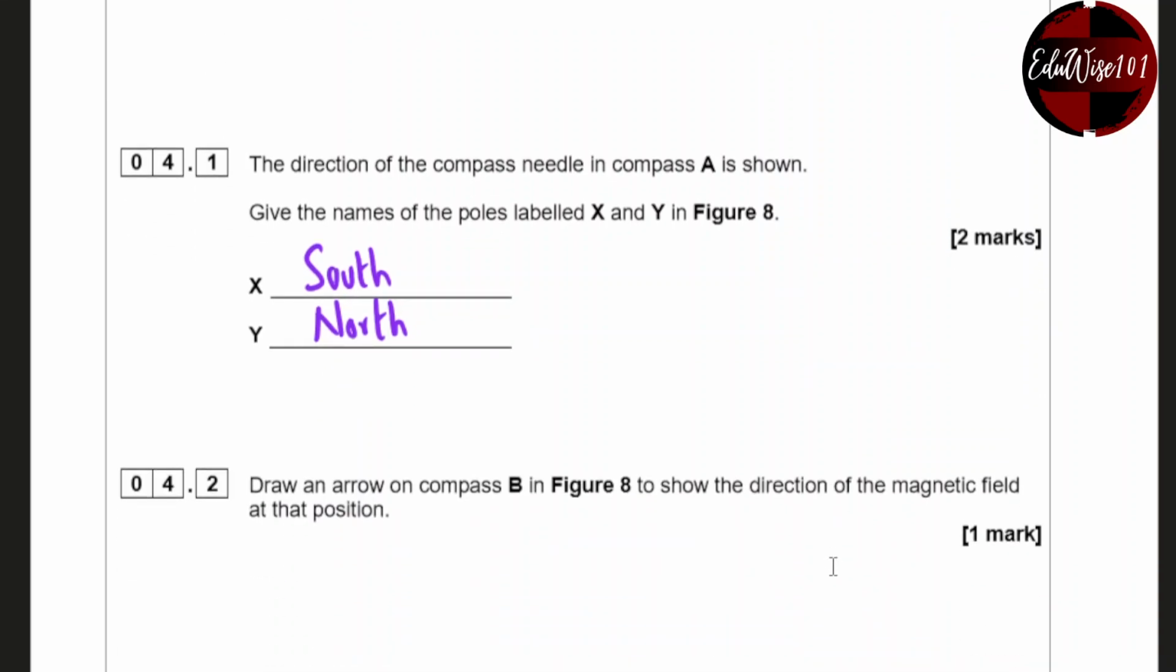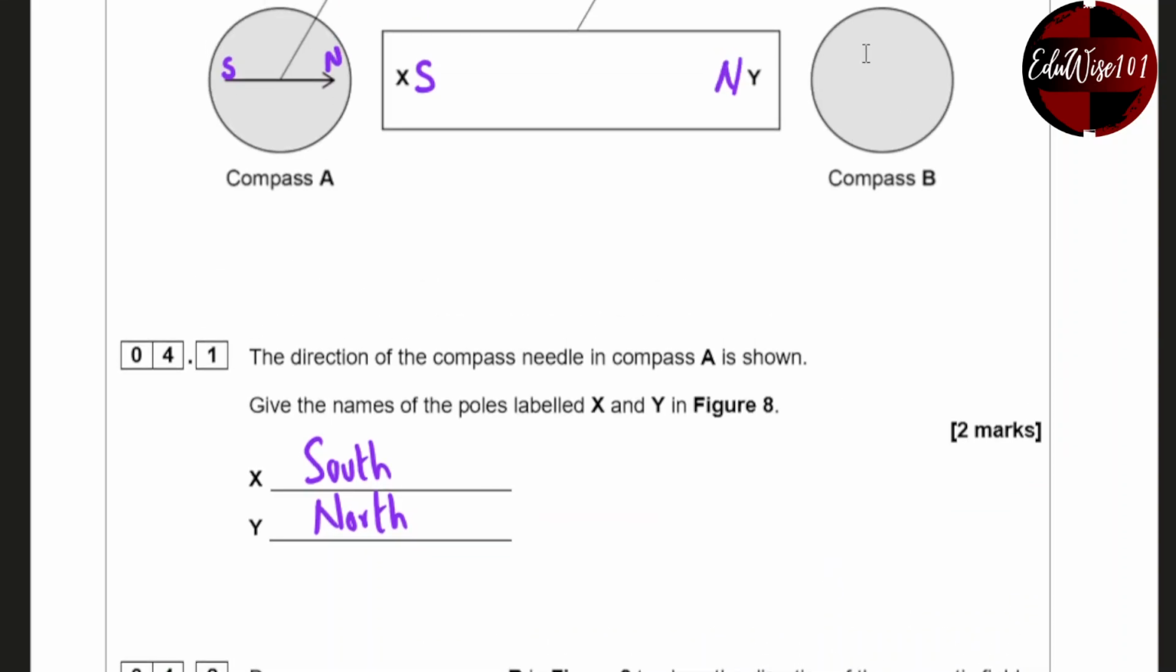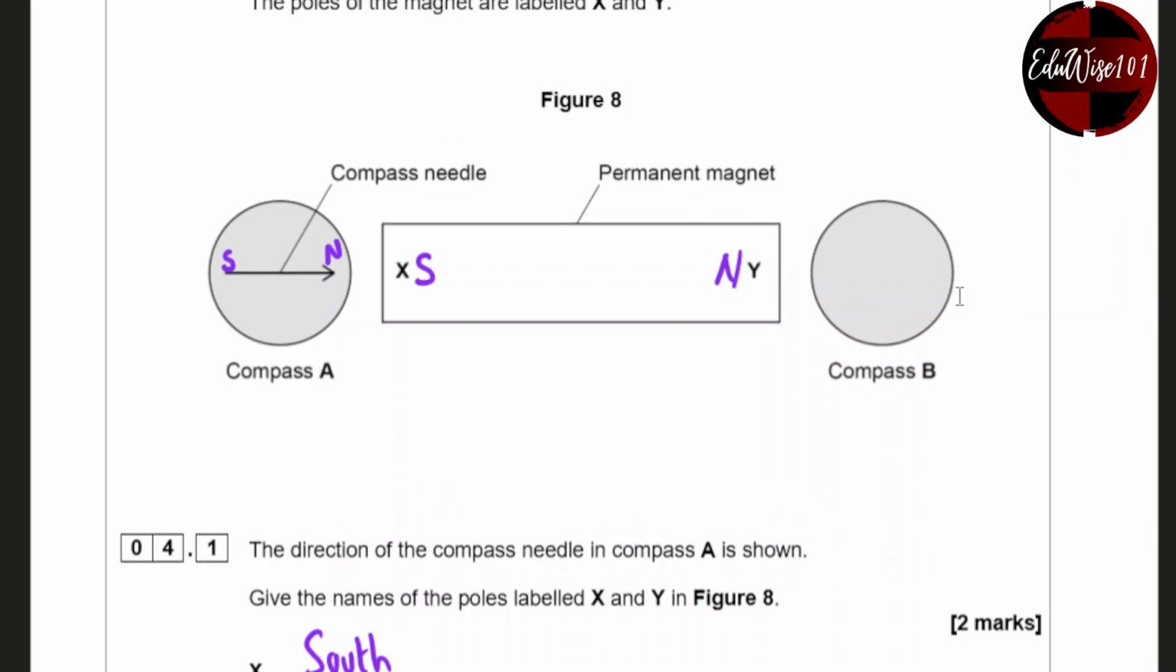Next question. Draw an arrow on compass B in figure 8 to show the direction of the magnetic field at this position. So if you place compass B, in which direction will it actually point? Well, because this is north, you won't have the arrowhead pointing here, right? So you should have the south end of the compass. So it should be like this, with the north pole pointing away from there and the south pole of this. You don't have to label it on there, but all they're looking for is the correct direction of the arrow.